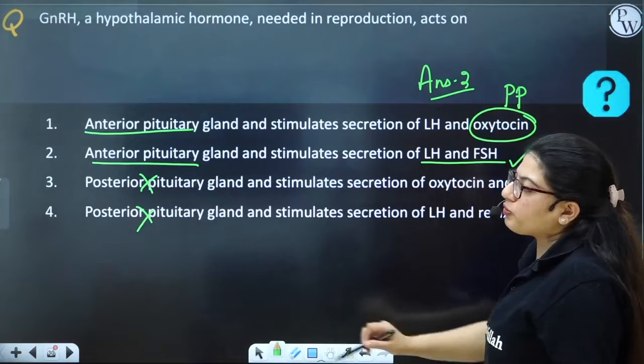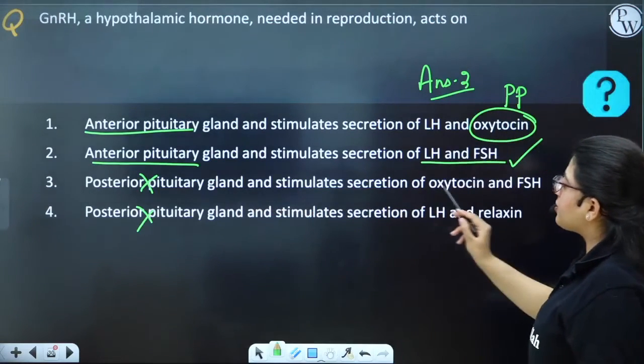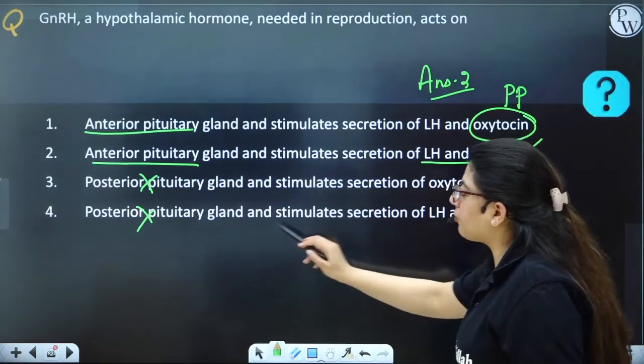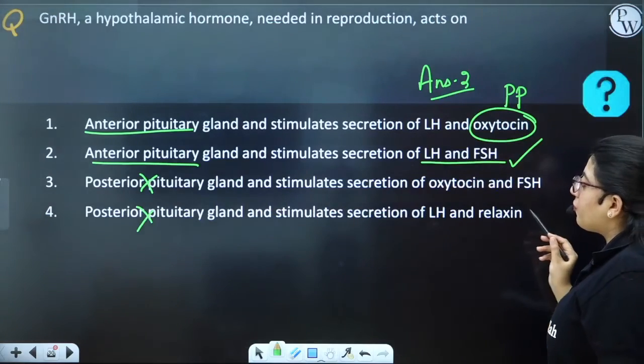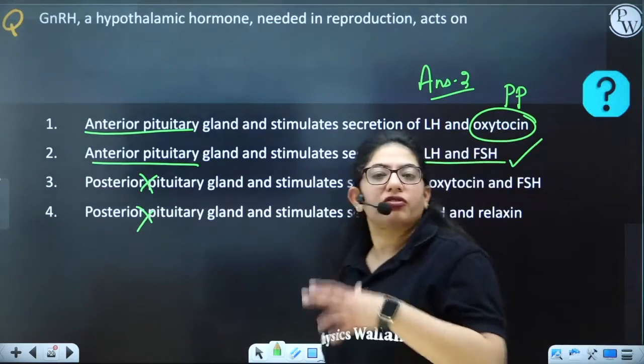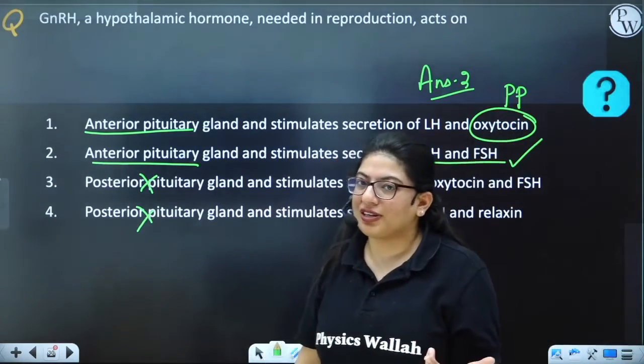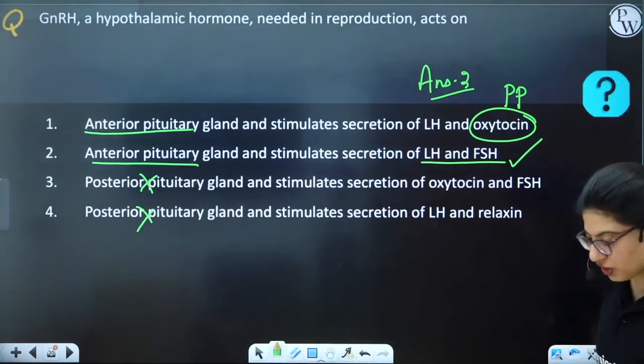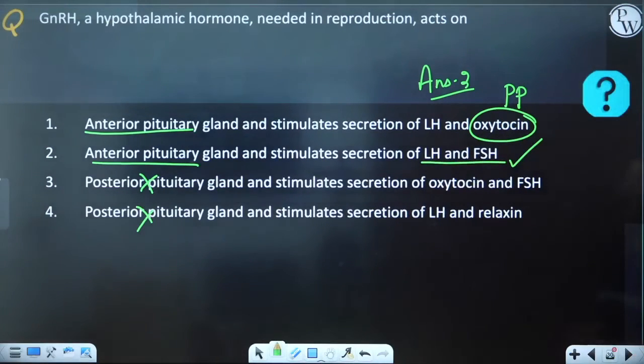Let's read another option. Posterior pituitary gland and stimulate secretion of oxytocin. Posterior pituitary gland and stimulate the secretion of LH and relaxin. In a way, which have posterior pituitary, the option is incorrect. Fine. Next question. Moving further to the next.